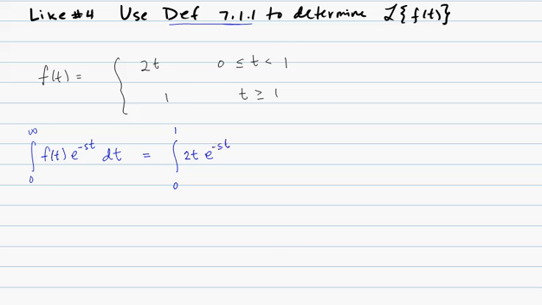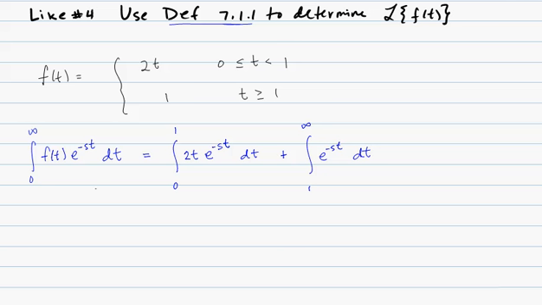And then I can write the rest of the integral, and then add to it the rest of the values, so it's 1 to infinity, and when t is bigger than or equal to 1, the value of my function is 1, and so I just have the integral of e to the minus st dt. This integral here on the left, for the first one, I have to do by integration by parts because I have the multiplication of two functions.